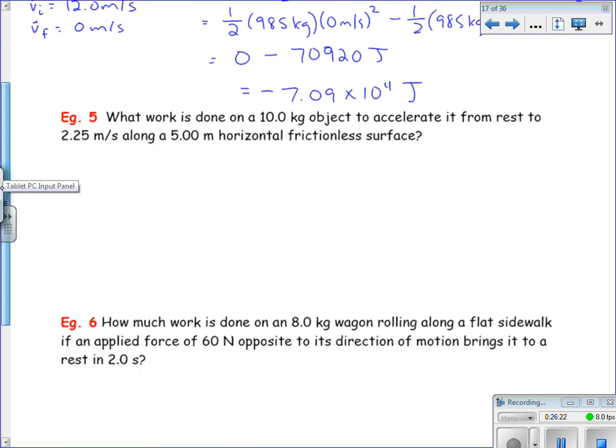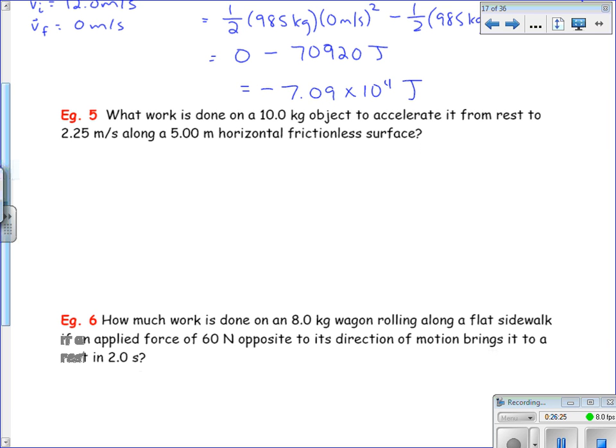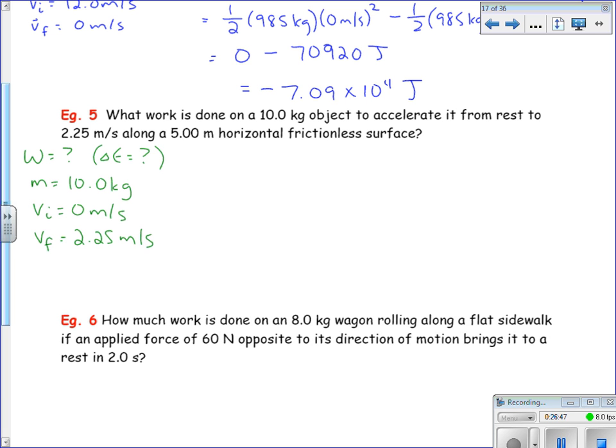So we'll try a similar one, but where our VI and VF are kind of switched around. So we want to know what work is done, or what's the change in energy for a 10 kilogram object to get it to accelerate from rest. So we have an initial velocity of 0 meters per second, and we want it to get to a final velocity of 2.25 meters per second. We're given a distance, but we actually don't need that distance at all. Oops, that should be meters.